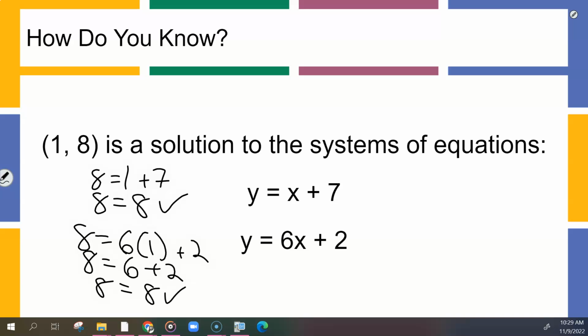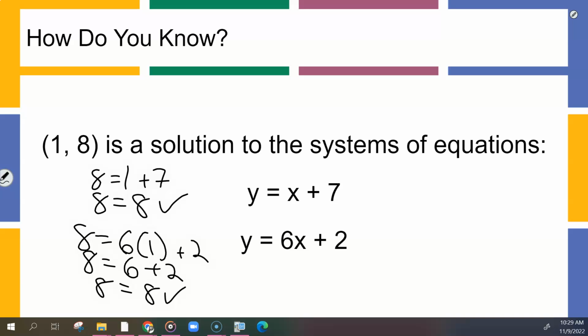Okay. Who else used this method of putting x and y in and seeing are they both true statements? I know there were a couple of us. So that was one method. Anyone use a different method? Aaron. Okay, walk me through that.